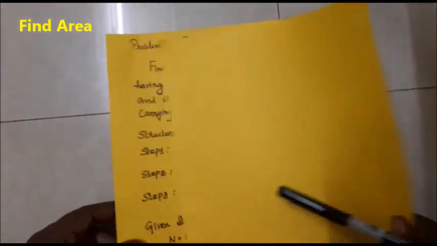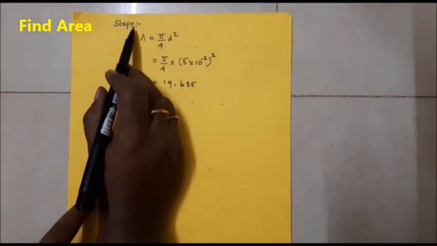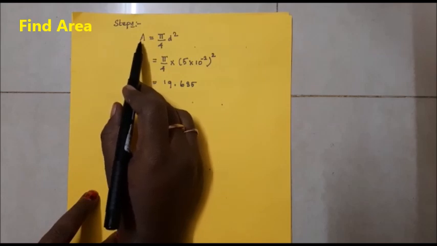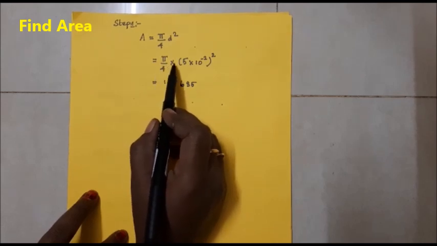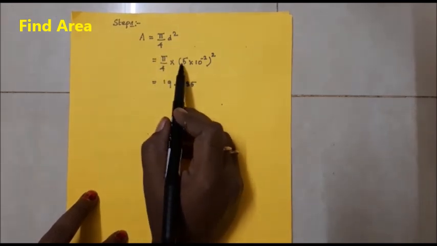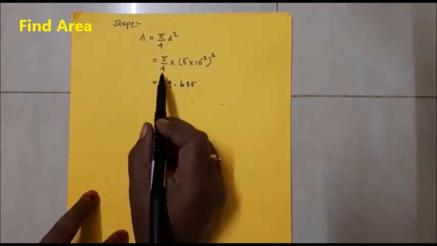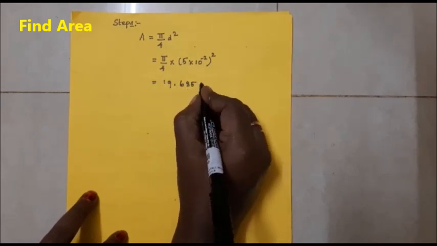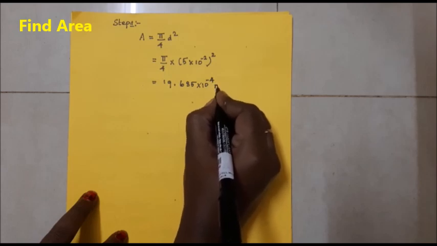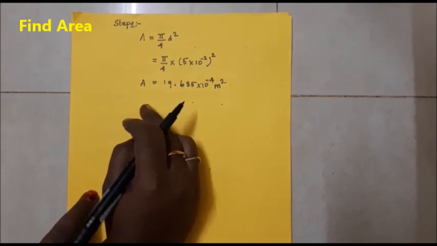Next, we are going to find the area, which is given in step 1. Step 1 is to find the area, whose formula is A equal to pi by 4 D square. Pi by 4 into D, where D is the diameter of the coil, given by 5 into 10 power minus 2, whole square. After calculating this, the area is 19.635 into 10 power minus 4 meter square. And this is the value of A obtained in step 1.